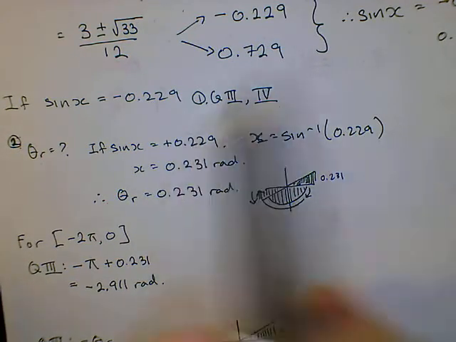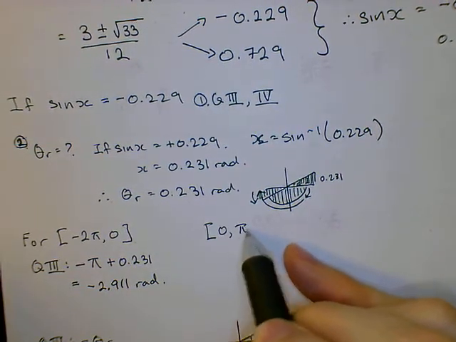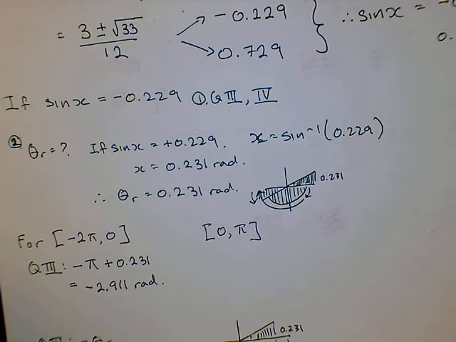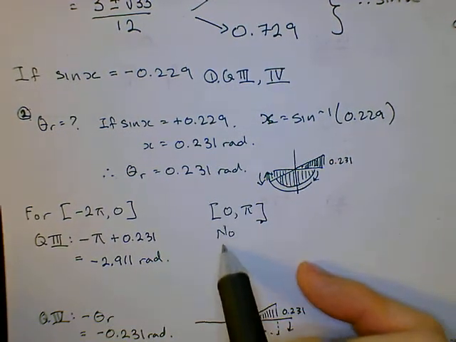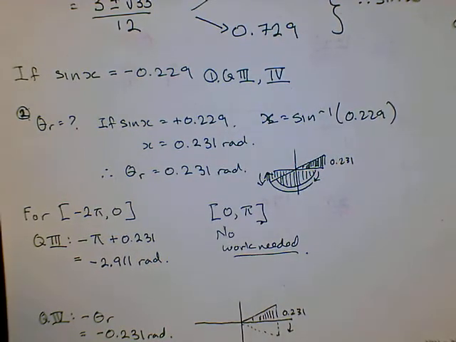Do I have to worry about the interval from 0 to pi based on the question's domain? The answer is no. From 0 to pi, I don't reach quadrant 3 or 4, so no work needed. I'm done that side.